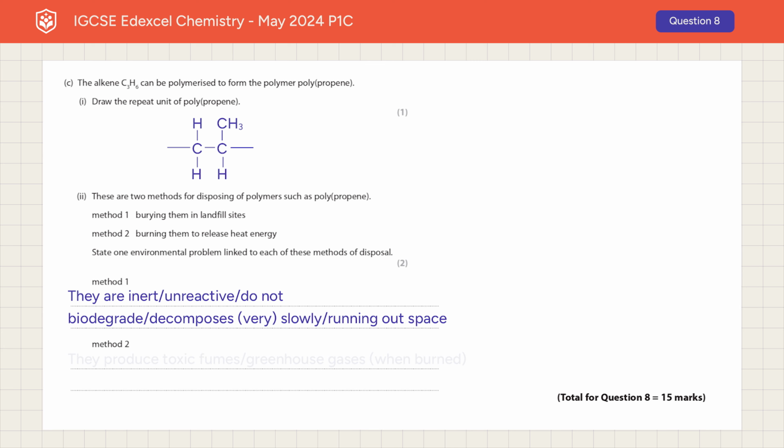Method 2, burning to release energy. The major environmental issue here is air pollution. Burning plastics can release toxic gases and particulates into the atmosphere. If the combustion is incomplete, it can also produce the highly toxic gas, carbon monoxide.